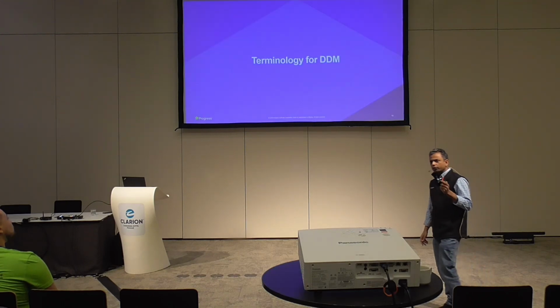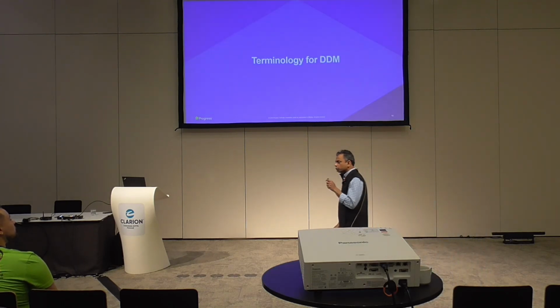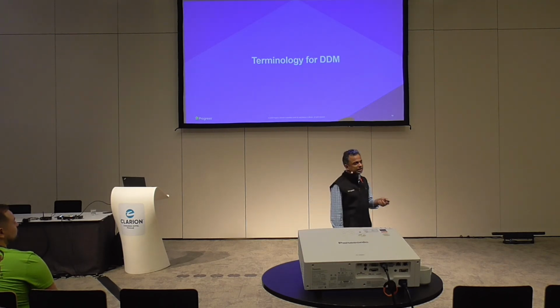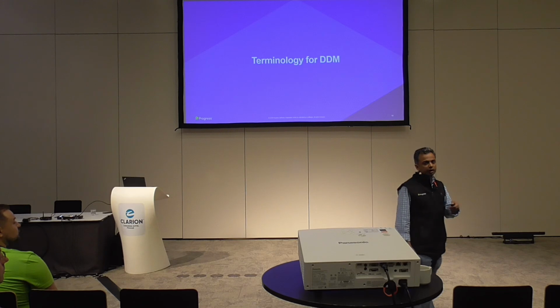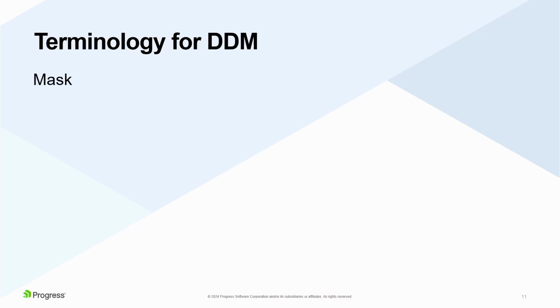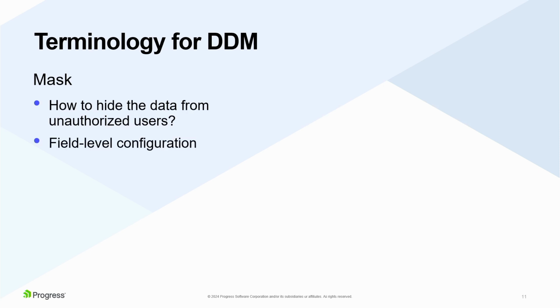So now, before we do the configuration for this solution, let's understand some terminology that we will be using in our documentation. The first term is mask. Mask says how to hide the data from unauthorized users. That's the simple meaning of mask. And it's a field level configuration.